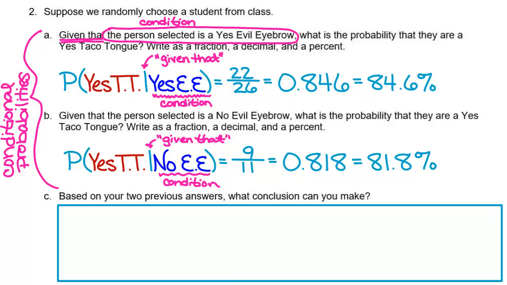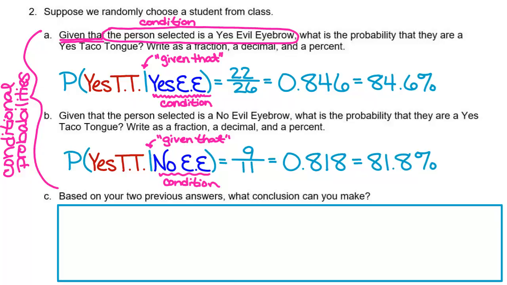Based on these two previous answers, 84.6%, 81.8%, what kind of conclusion can we make? Many people can taco tongue. Anything else? Is anybody more likely to be able to taco tongue? Tell me why you did that. 1% is greater than the other.